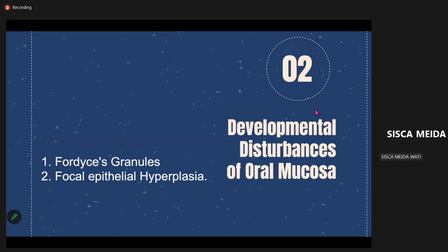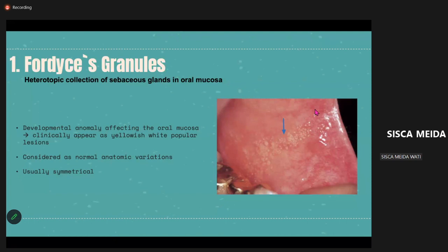And the other tissue findings are in the oral mucosa, including Fordyce granules and focal epithelial hyperplasia. Okay, Fordyce granules are when you find heterotopic collections of sebaceous glands in the oral mucosa. Clinically, this is the Fordyce granule, yellowish lesions in the oral mucosa, mostly affecting the buccal mucosa. And actually, this is considered a normal anatomic variation and is usually symmetric.